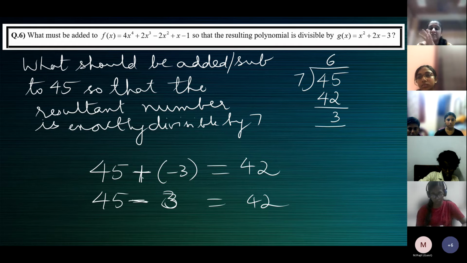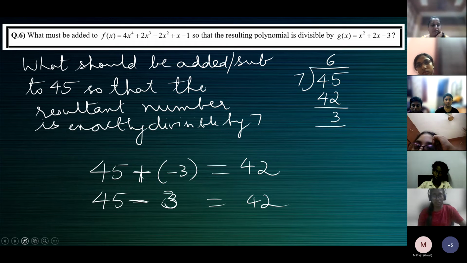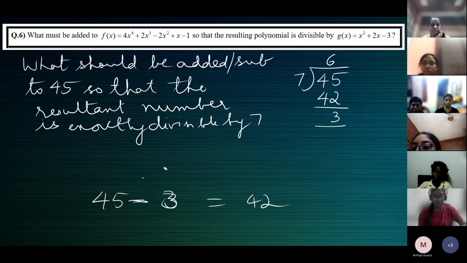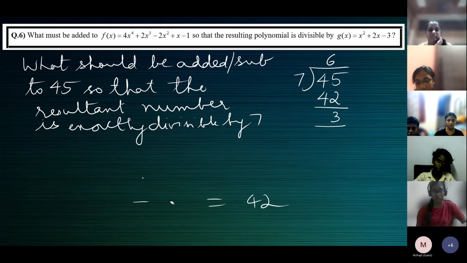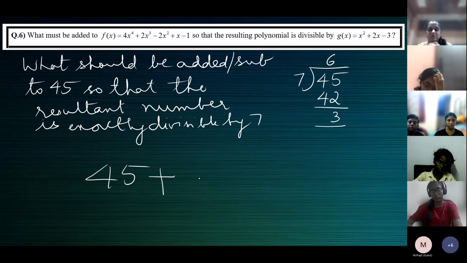What is to be added? The negative of the remainder is to be added. You can see here. Write it again. So 45. What is to be added to 45 so that it is exactly divisible by 7? The negative of the remainder should be added.